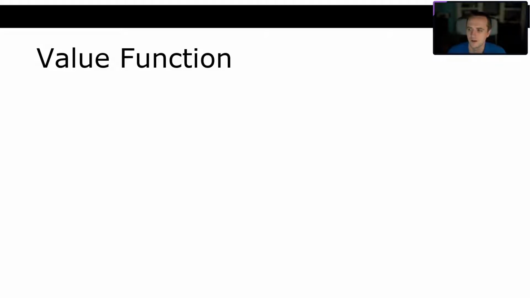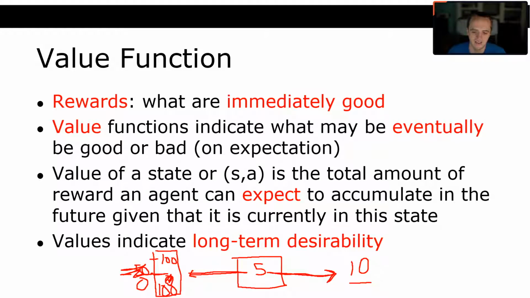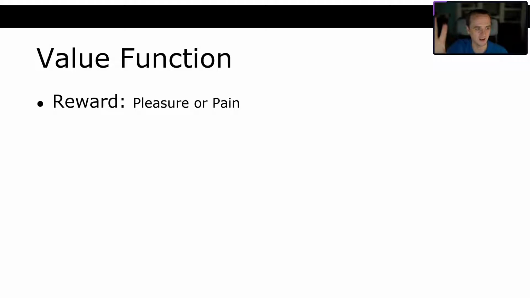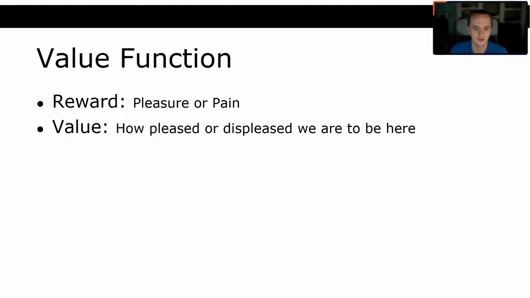Now, in actuality, this value will represent the sum of future rewards, but I just want to show this as a quick example. We'll get into values in great detail in a future lecture. So, the value function. Reward is pleasure or pain, right? Reward, immediately, is hot or not hot. Value, then, is how pleased or displeased we are to be here.